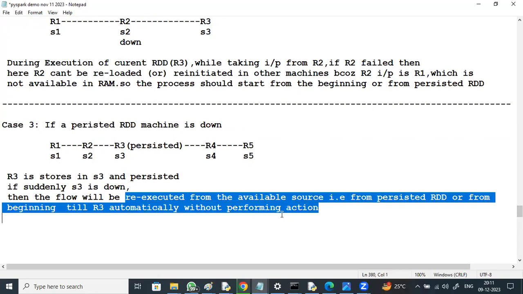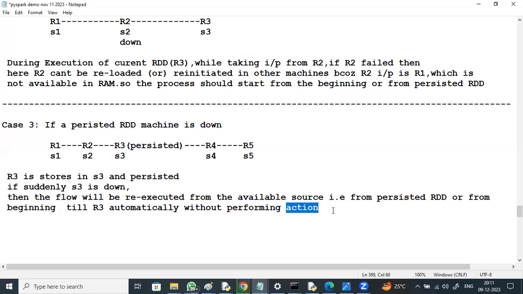Till R3 automatically, without performing an action, R3 will be repersisted, right? Yes. Understood this case too, right?